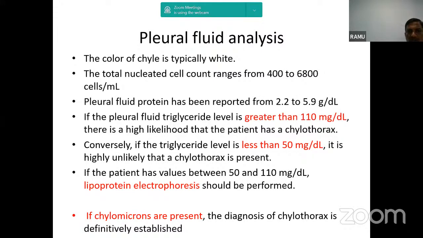The color is always white, the nucleated cell count is always from 400 to 6,000, and pleural fluid protein has been reported at 2.5 to 5 grams per deciliter. Triglyceride levels greater than 110 milligrams per deciliter mean a high likelihood of the patient having chylothorax. If triglycerides are lower, it is unlikely. And there are two types: chylothorax and pseudochylothorax.